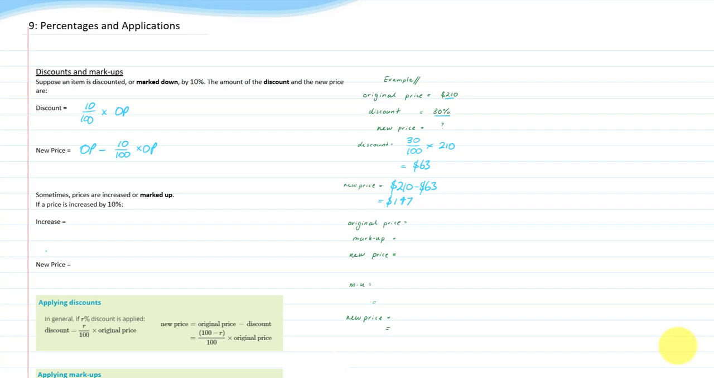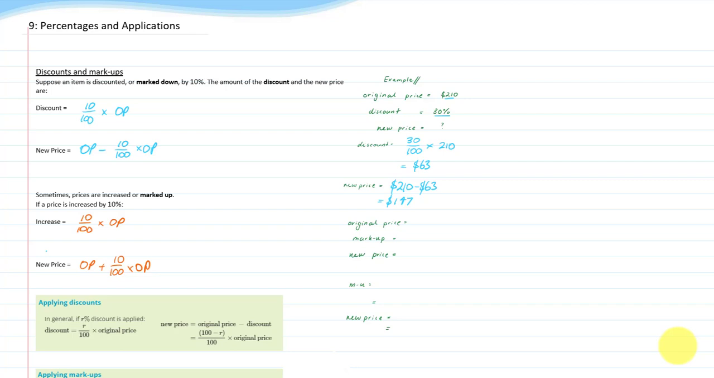Sometimes though prices are increased or marked up. So a markup is a sales way of making a profit. So if a price is increased by 10%, what does that mean? Well, a 10% increase is first based on calculating the increase, which is 10% of the original price, 10 over 100 times the original price. And the new price will be the original price plus that 10% because it's a markup. The original price plus the increase, which is 10 over 100 times the original price.